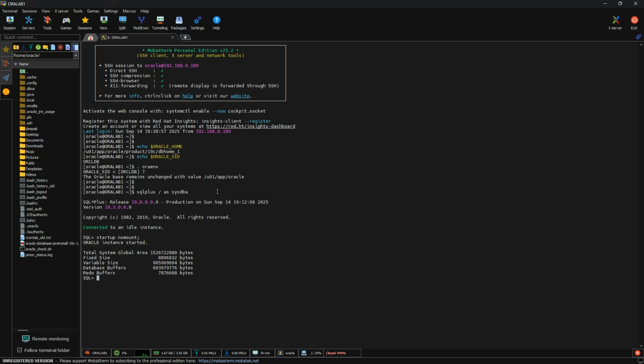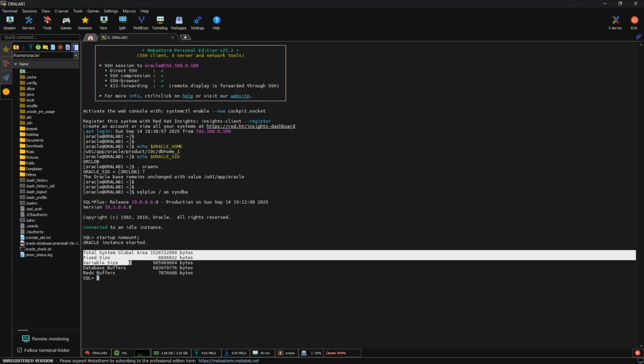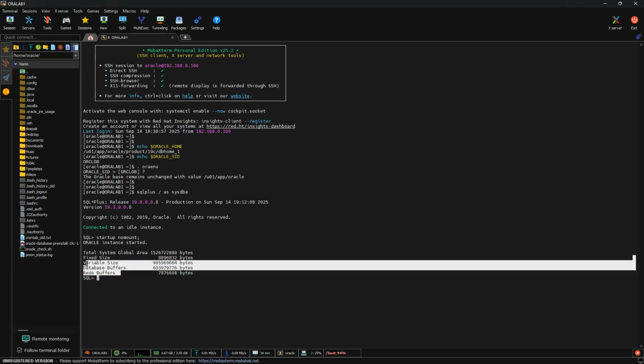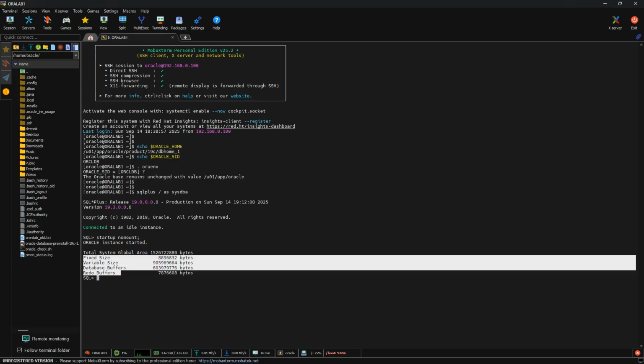So what happened here? Immediately it allocated a memory. Within that memory, fixed size, variable size, database buffers, redo buffers. Okay. So let's talk about each and every component here. These are all part of the SGA only. Okay. So let's go to our deck.